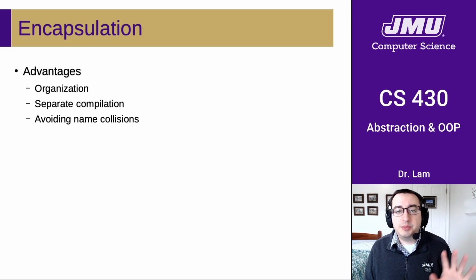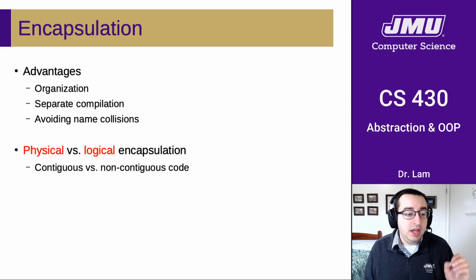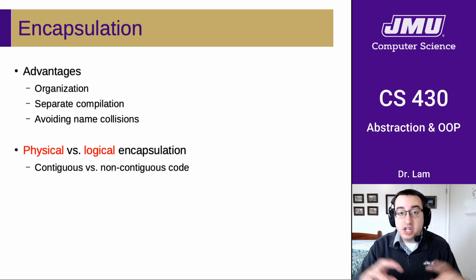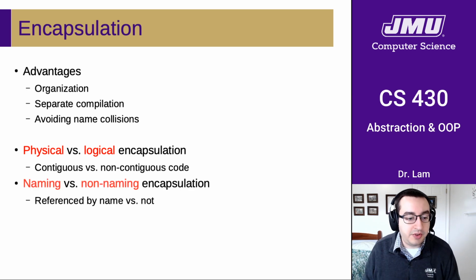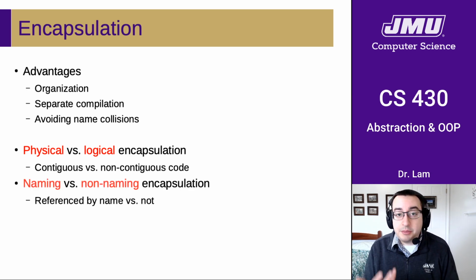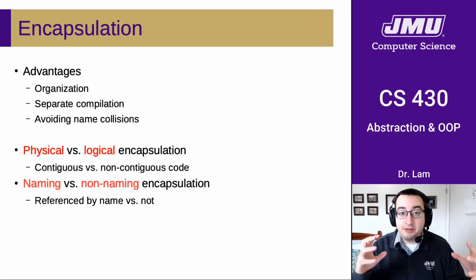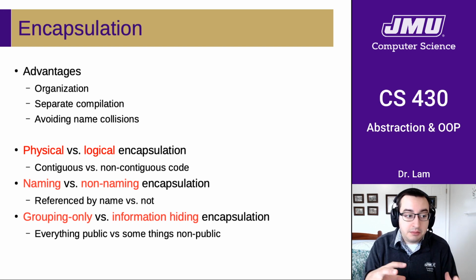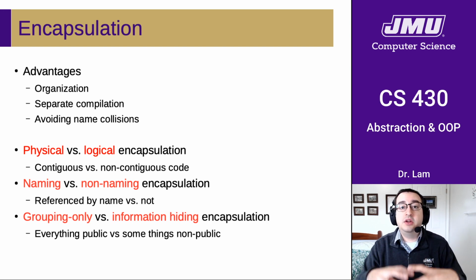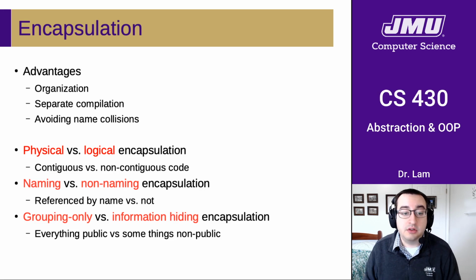So let's distinguish between a couple of different kinds of encapsulation. So we'll talk about physical versus logical encapsulation. In physical encapsulation, code is contiguous. It's contained in one unit, usually in a single file, versus logical encapsulation, where things are linked potentially across multiple files. There's naming encapsulation versus non-naming encapsulation. So can you reference things by that unit of encapsulation? And then there is grouping only versus information hiding encapsulation. So is everything public, you're just grouping it because it's being grouped, or are you actually grouping it in order to make some of the things inside of that group private?